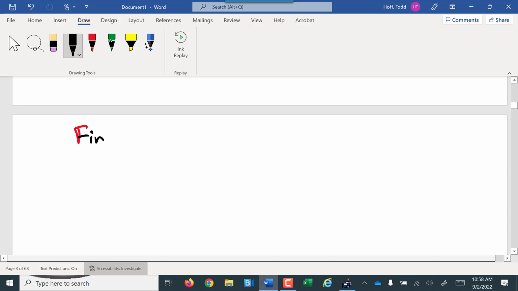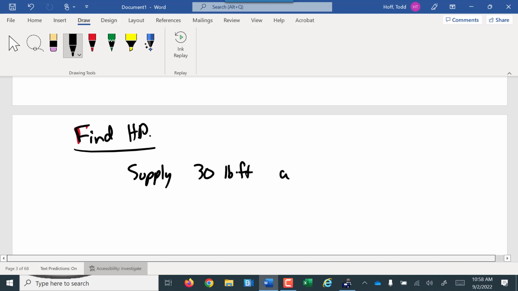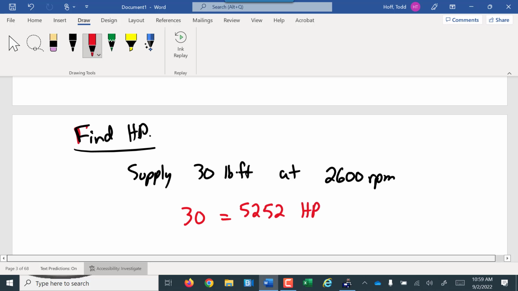So we're going to find the required horsepower needed to supply 30 pound-feet of torque at 2,600 RPM. So we have the torque, the 30. 5252 is our constant still. We're looking for the horsepower at 2,600.